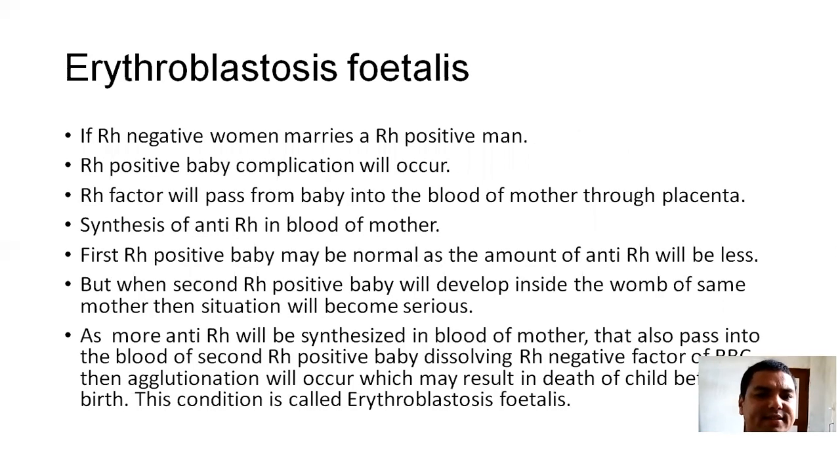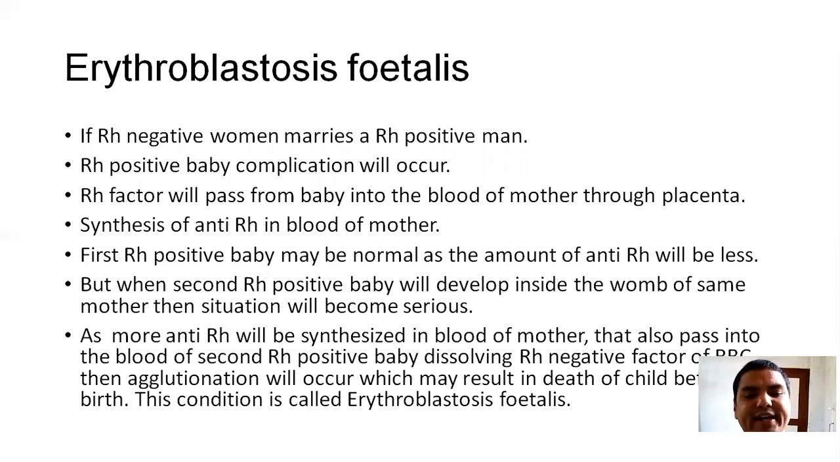Erythroblastosis fetalis. If an Rh negative woman marries an Rh positive man, Rh positive baby complication will occur. Rh factor will pass from the baby into the blood of the mother through the placenta. Synthesis of anti-Rh occurs in the blood of the mother. The first Rh positive baby may be normal as the amount of anti-Rh will be less. But when a second Rh positive baby develops inside the womb of the same mother, the situation will become serious.